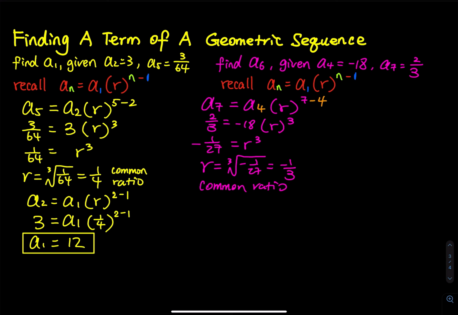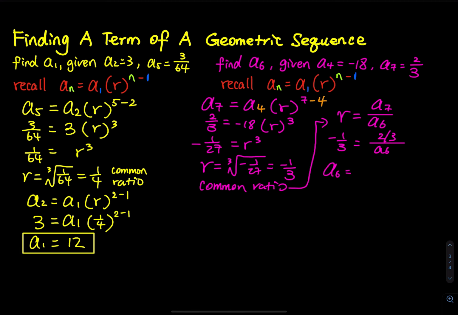Now let's go ahead and do a_6. Do we need the formula again? No, we have a_7, so we need to go to a_6. Remember that if you are looking for the common ratio, you take a_7 divided by a_6, the next term divided by the current term. We know r and we know a_7, so solve for a_6. r is negative 1/3 and a_7 is 2 over 3. So a_6 equals 2/3 divided by negative 1/3. The 3's cancel, then a_6 equals negative 2.